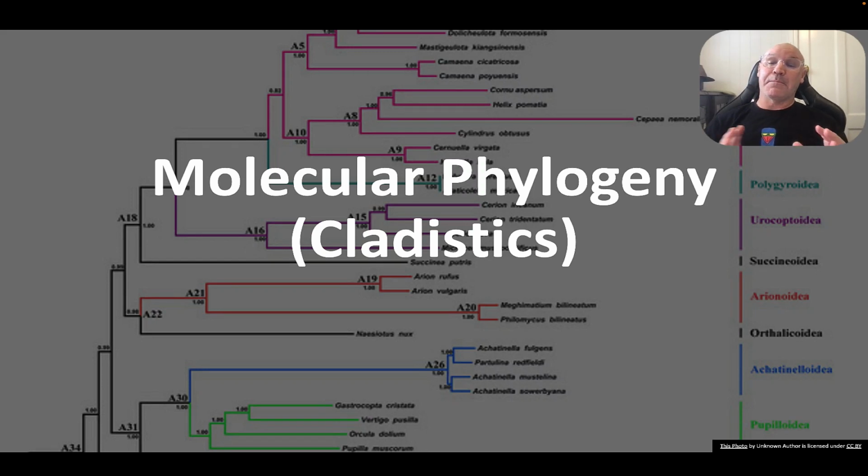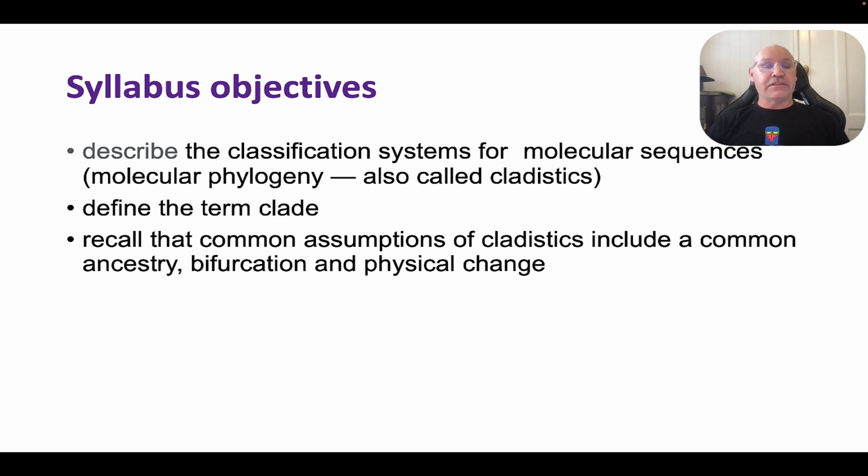So this video is about molecular phylogeny, otherwise known as cladistics. There's a few syllabus objectives here. First of all, we need to be able to describe the classification systems for molecular sequences called molecular phylogeny, otherwise called cladistics. So it's describe this type of classification system. We need to define the term clade, and we also need to be able to recall the common assumptions of cladistics and state what these are.